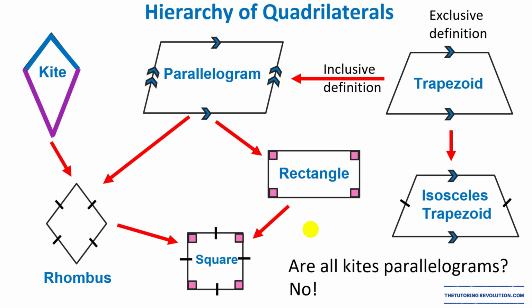If they ask you, for example, are all rhombuses kites? Yes. Are all kites rhombuses? No. Okay. So this is the diagram you can use to answer this type of questions regarding which figure is part of a different one. Okay, so that will be all for this lesson.